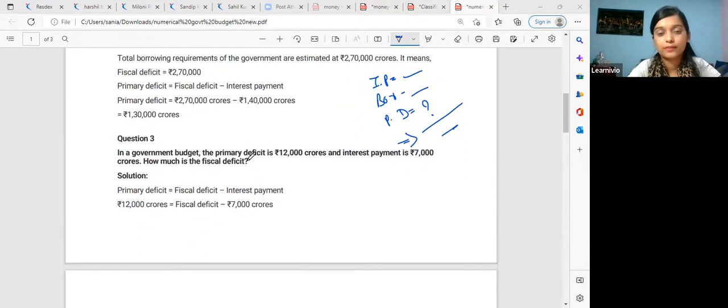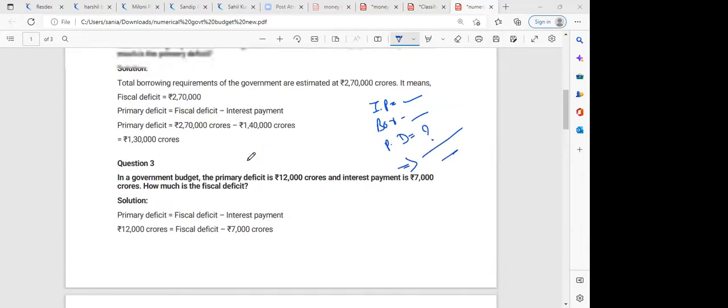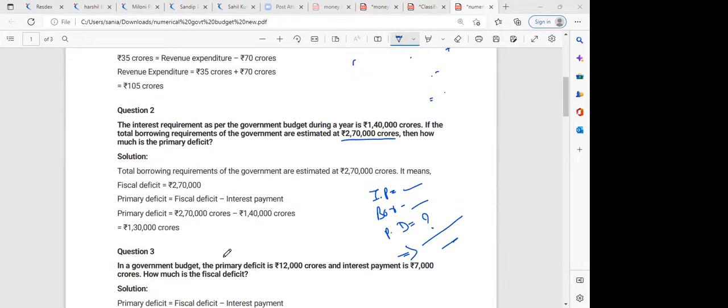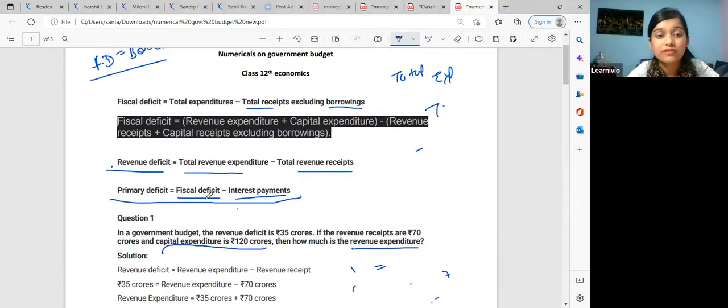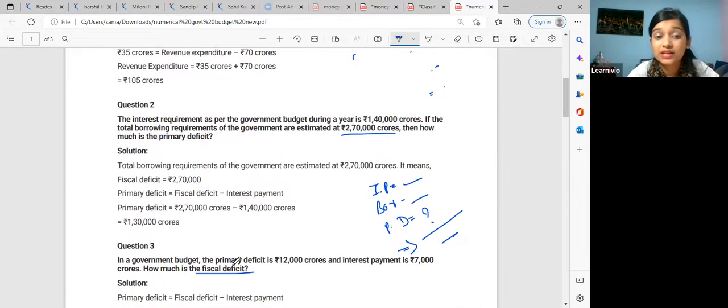Now question number 3. In a government budget, the primary deficit is this and interest payment is this. You have to find the fiscal deficit, the easiest one. Again, the same formula: primary deficit equals fiscal deficit minus interest payment. Over here, primary deficit is given and interest payment is given. You have to find the fiscal deficit.